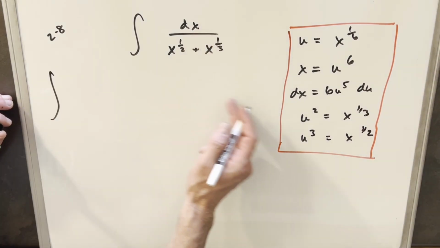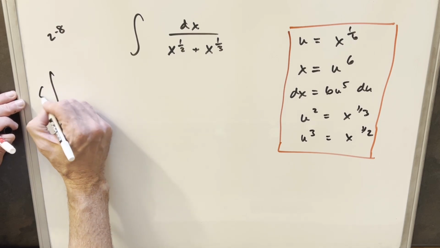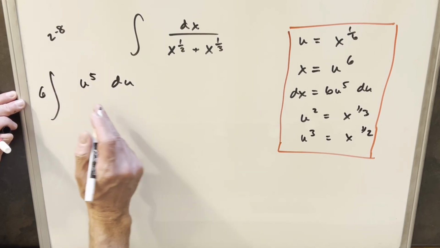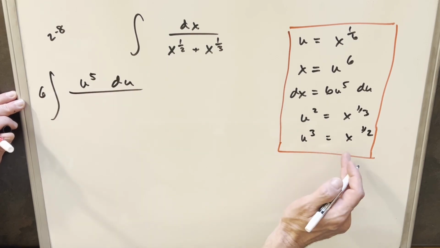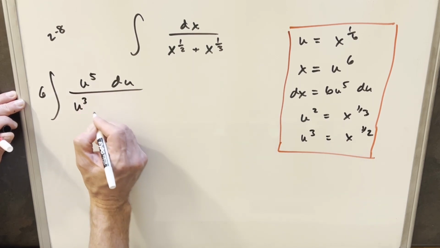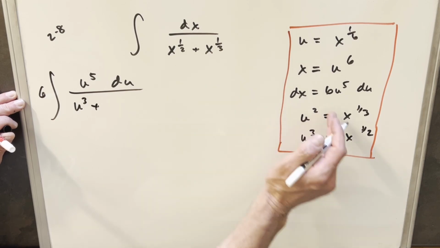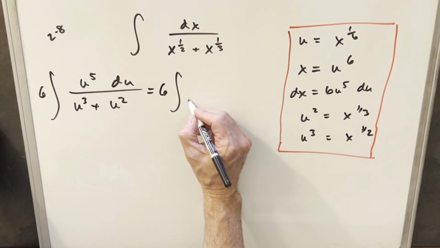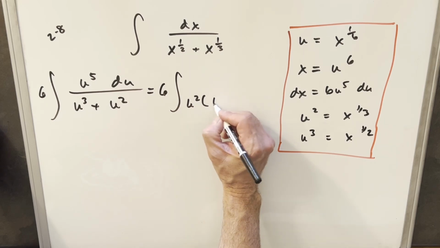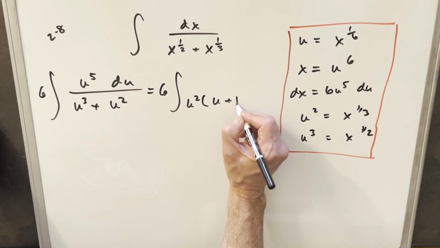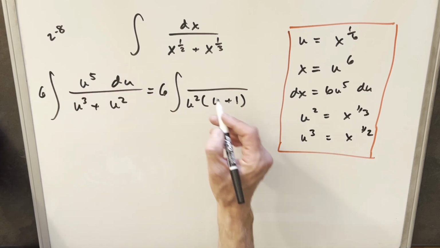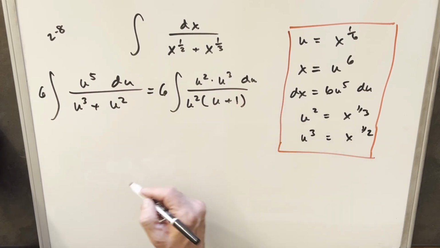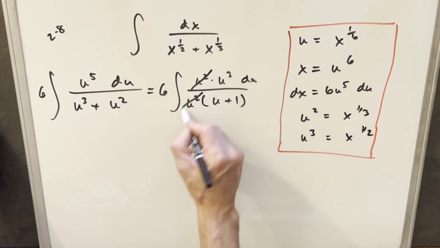We have our dx value in the numerator, which is 6u to the 5th. I'm going to bring my 6 up front as a constant, and we'll have u to the 5th du in the numerator. x to the 1/2 is going to be u cubed, and x to the 1/3 is going to be u squared. With a quick rewrite, notice we can factor a u squared out of the denominator, so I can write this as u squared times u plus 1, and u to the 5th I can write as u squared times u cubed du, so that we clearly see some cancellation.